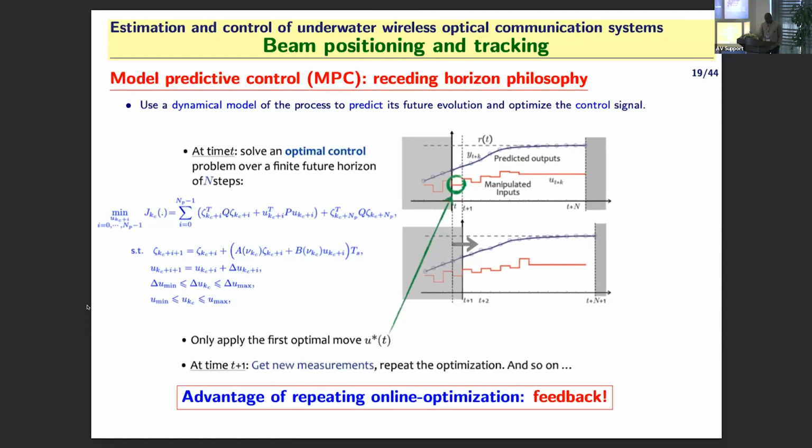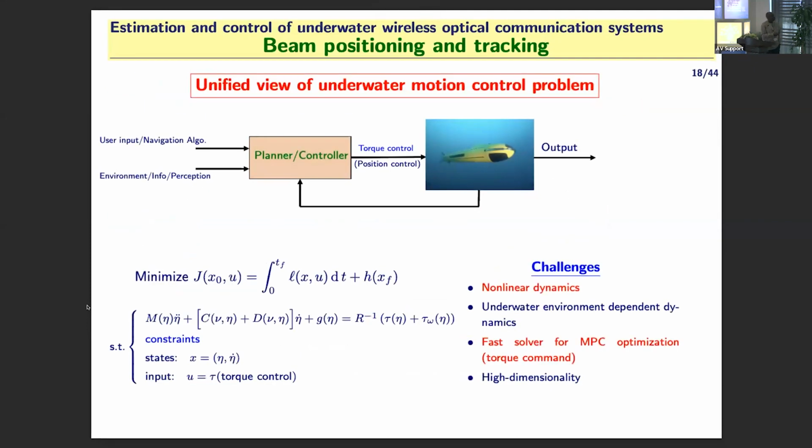So maybe come back a little bit. There is some challenge to deal with this optimal control, and the main challenge is the nonlinearity that we get. The system is nonlinear dynamic, and the underwater environment is also dynamic. And for model predictive control and any kind of optimization control, we need to be fast.